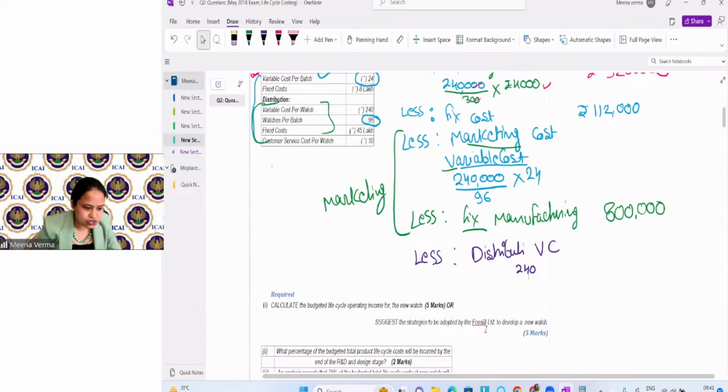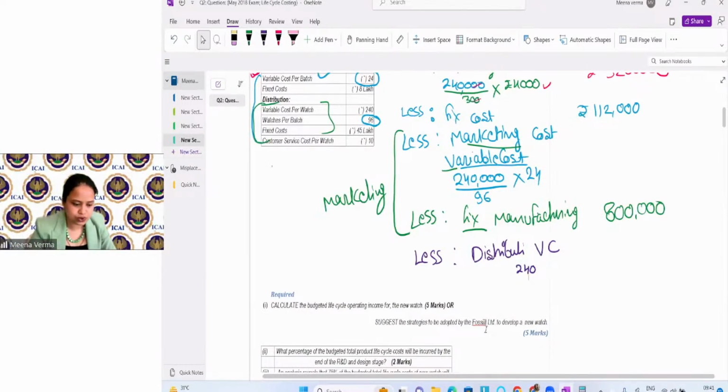Now, if you will see in case of distribution, what do we have? They have given you how many watches they are selling in a batch. So accordingly, we have calculated the marketing expenses, right? And variable cost per watch is given, not batch, right? So per watch variable cost is this, and we know how many units we are selling. We will multiply, we will get the distribution cost. Fixed cost is given, and this is also per watch is given, so we will multiply it with 2,40,000. Accordingly, just solve it, you will get the answer. All right, that's it. So this is how we will do it.